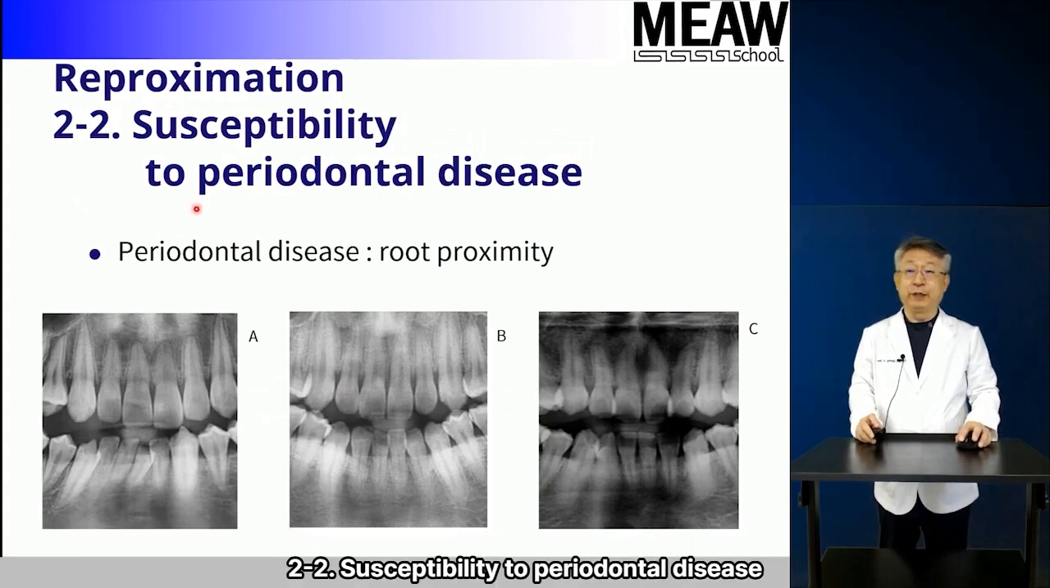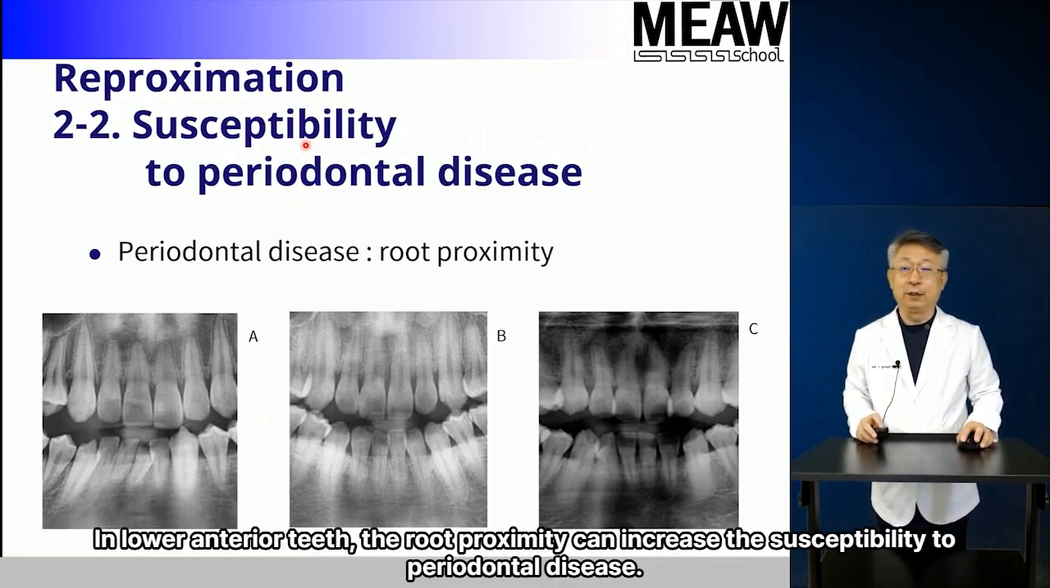2.2. Susceptibility to periodontal disease. In lower anterior teeth, the root proximity can increase the susceptibility to periodontal disease.